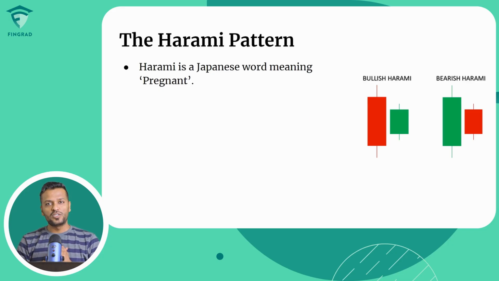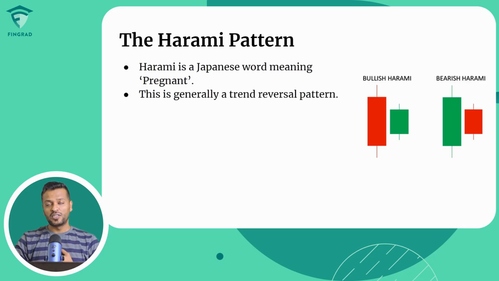Now, if you look at the images on the right hand side of your screen, you see the images are like a belly formation. In the bullish Harami candlestick, the first candle is a big red one, and the second one is a small green one, which is completely inside the body of the first red candle, which means it's like a pregnant woman shape. Similarly for a bearish Harami, the first candle is a green one and the second is a red one. So which is where this word comes into the picture. This is generally a trend reversal pattern.